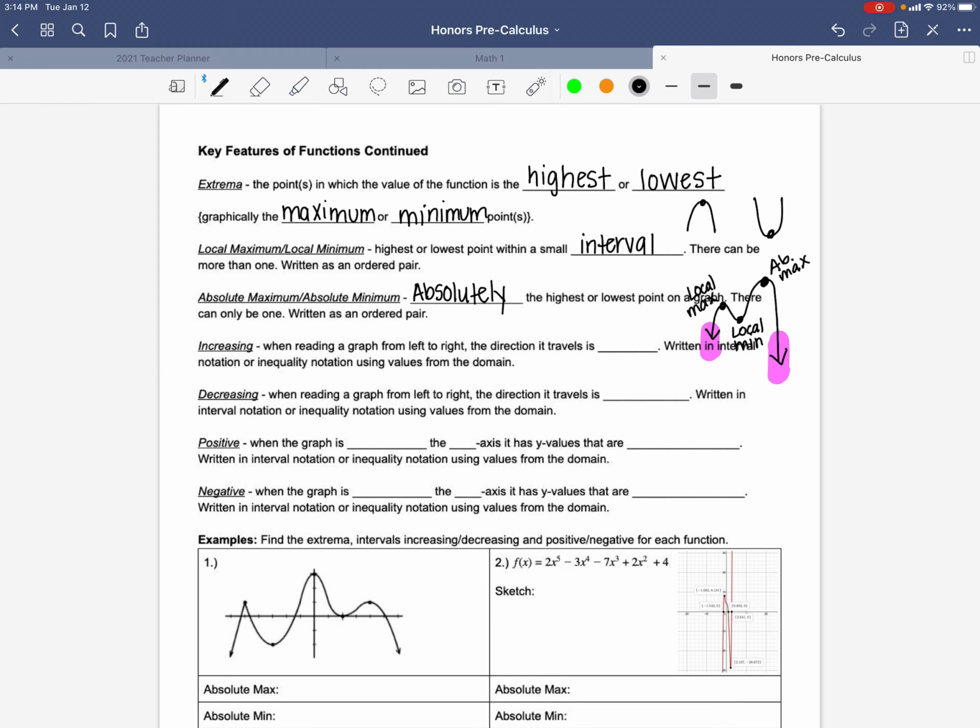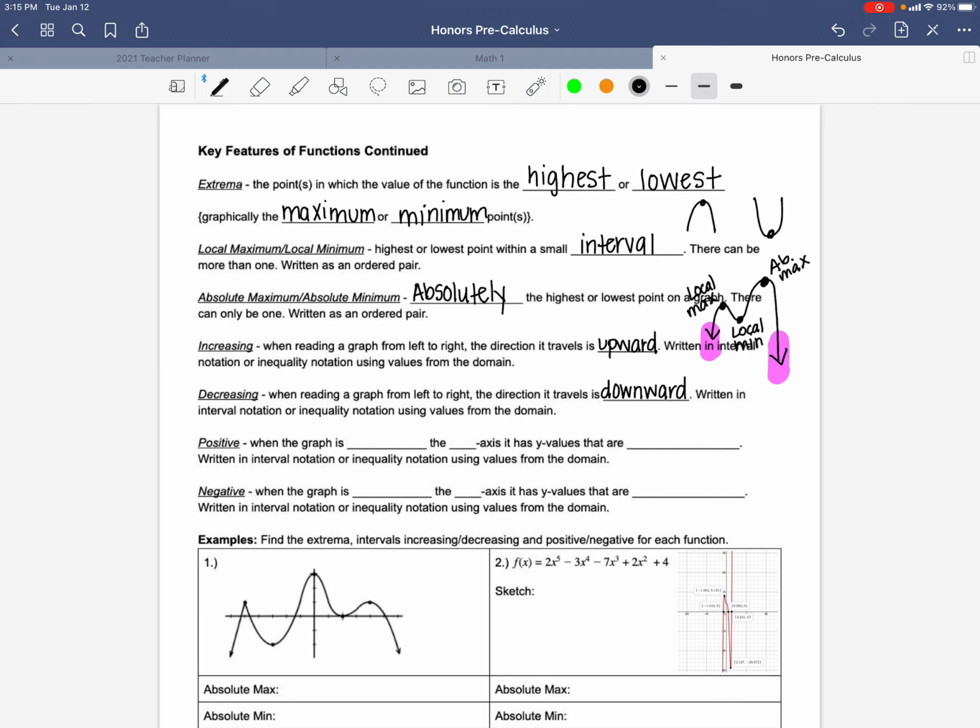All right, so another key feature, or two sets of key features, is increasing and decreasing. Increasing is when you're reading a graph from left to right, the direction it travels is upward. So when you're talking about increasing, when you read the graph from left to right, it's going to travel upward. Decreasing is when you read the graph from left to right and it's going to travel downward.